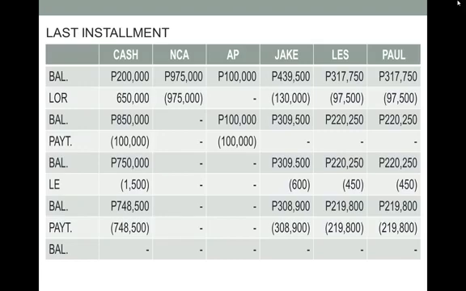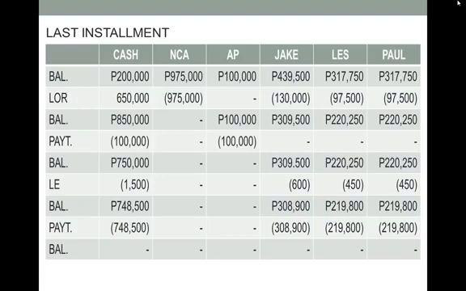So, the 40% of 325,000 is 130,000, while the 30% of 325,000 is 97,500 to Les and Paul. So, balances after the allocation of loss to partners. Cash balance is 850,000. Then, wala na tayong NCA. Accounts payable of 100,000. Then, balances of the partners after the allocation of loss.